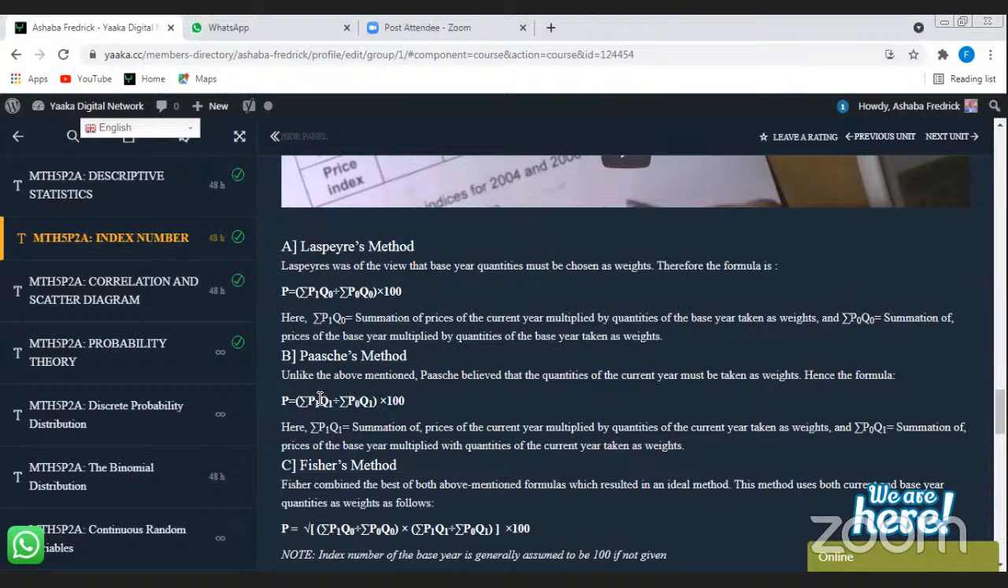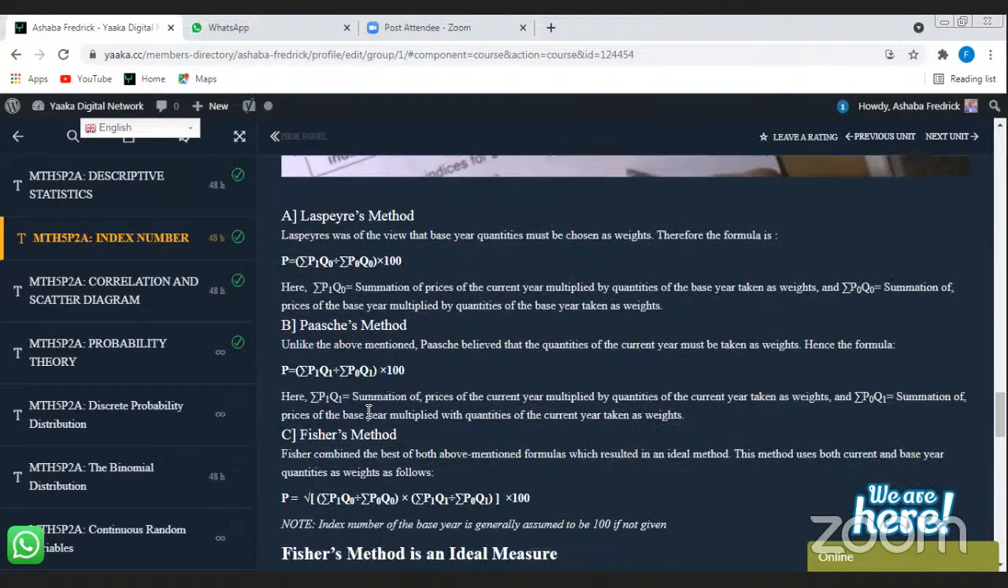Then this other one here, it is the reverse of the above. So we find summation of P1 times Q1 and then P0 times Q1. So the quantity in the current year now becomes the what? The weight. And we also multiply.